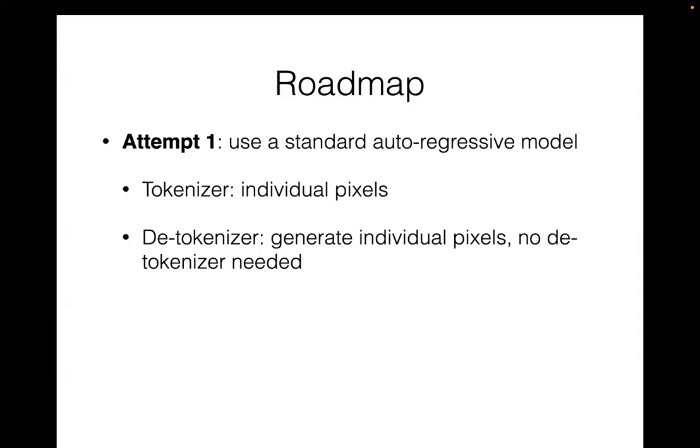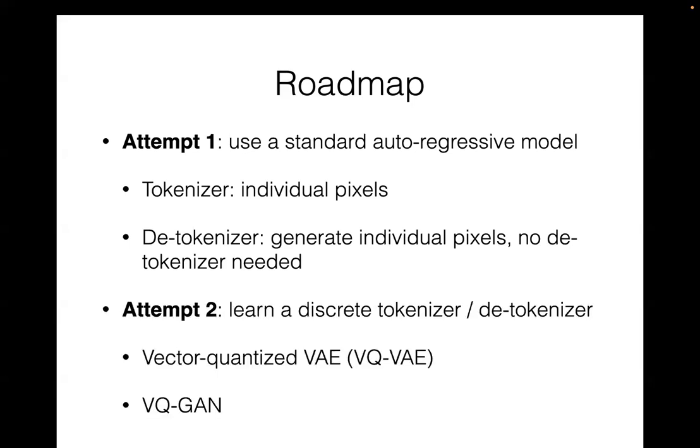In some sense, we could treat the tokens as individual pixels. Then we could just have the model generate the pixels, and you don't need a detokenizer. You have an image if it's just generating pixels. Then the second thing we're going to look at, as I mentioned before, is not generating individual pixels. You could try to learn this tokenizer. So we're going to talk about some techniques for doing that.